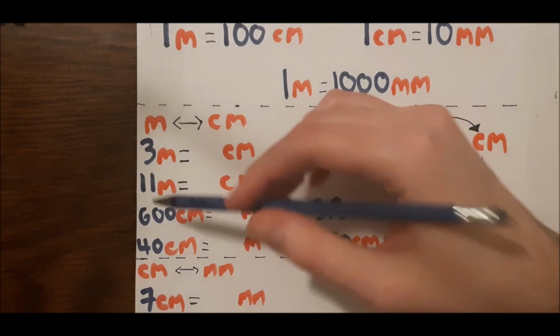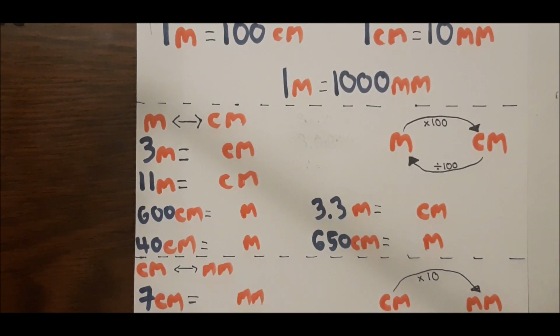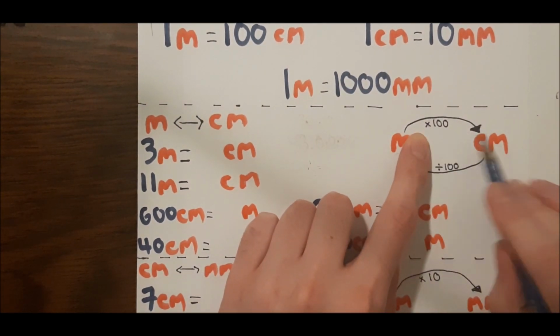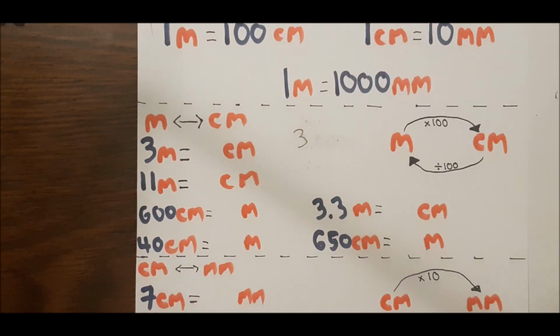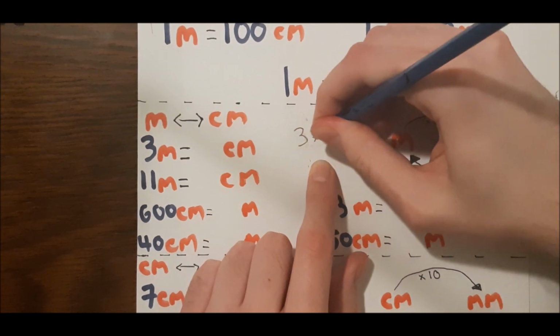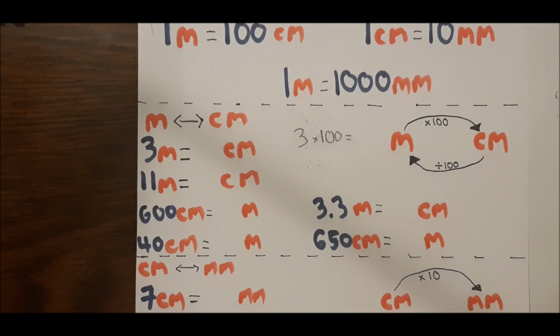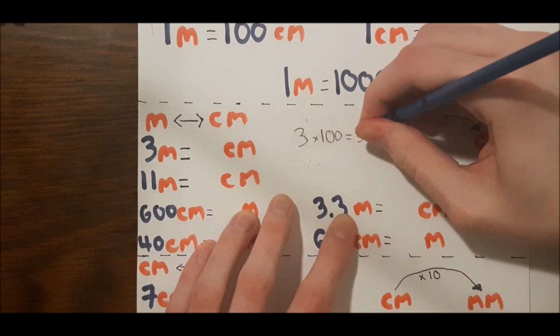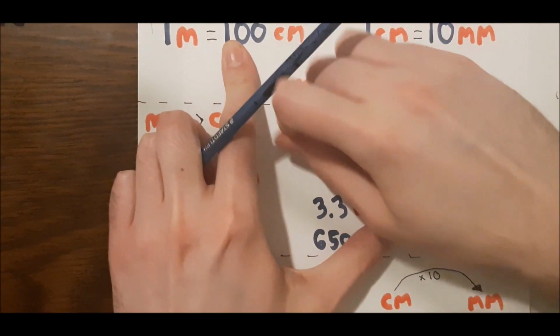Okay, so first off, we have 3 meters, and we want to know how many centimeters is that. Well, let's look. If we have meters and we want to get to centimeters, we just times it by 100. So we take the 3 meters that we have, we're going to times that by 100, and what's 3 times 100? Well, that gives us 300. All right, now that one's pretty simple. We can just do that in our heads. But if you can't multiply that in your head, or maybe future examples are more complicated, I'm going to teach you a little trick.